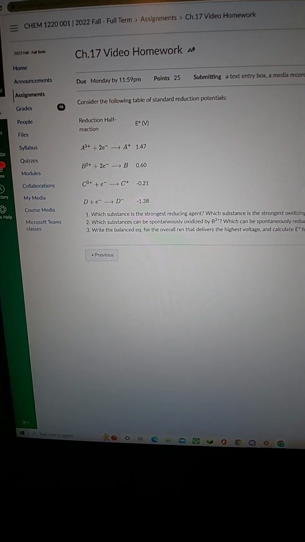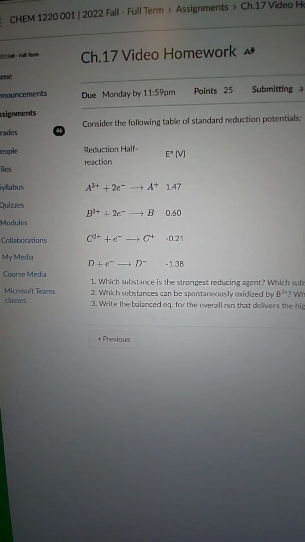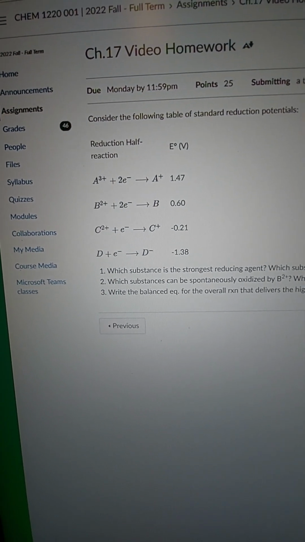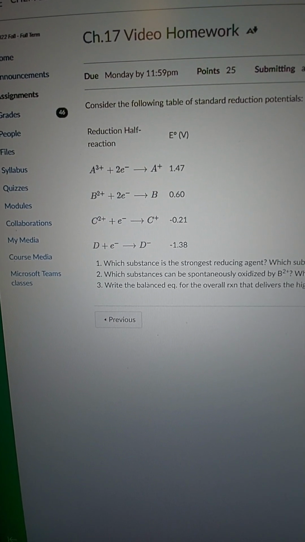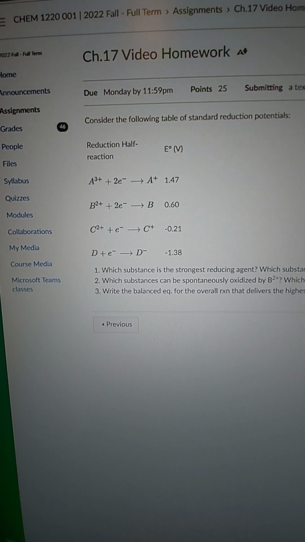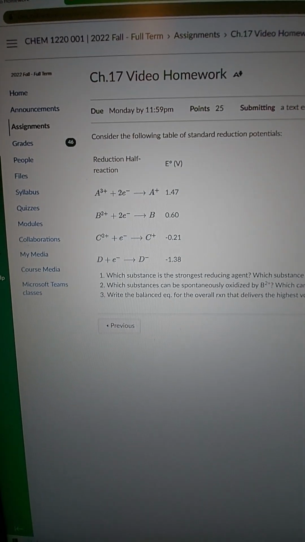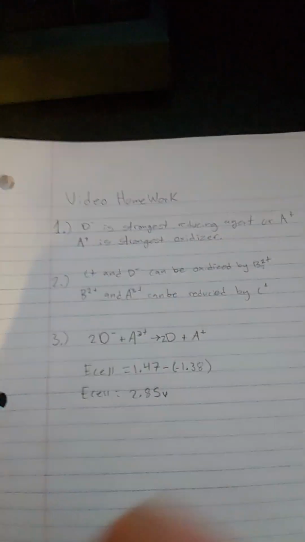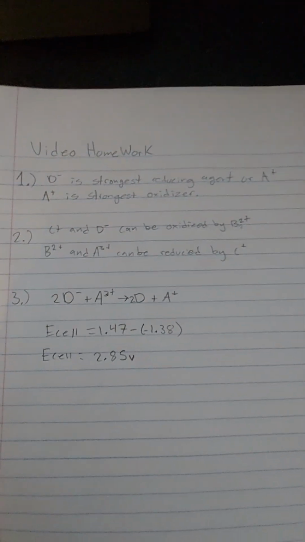And I'm not sure if that means that, let's say, this top half reaction here, if that could be flipped around, basically saying that A plus is the strongest reducing agent. I'm just not sure about that, but that seems like maybe that could be a possibility.